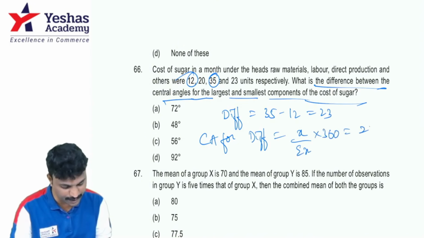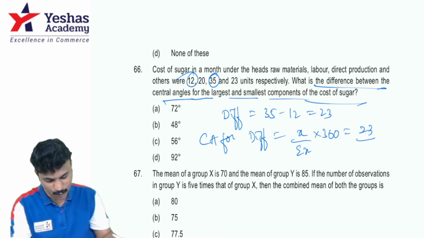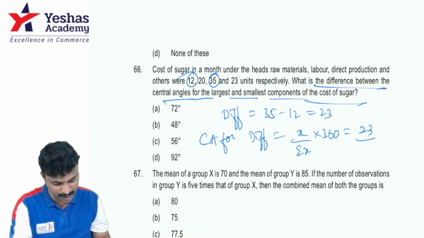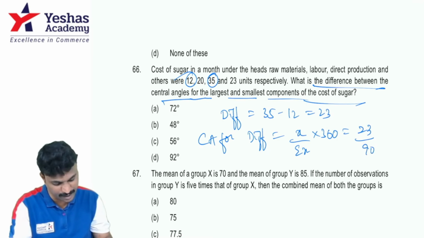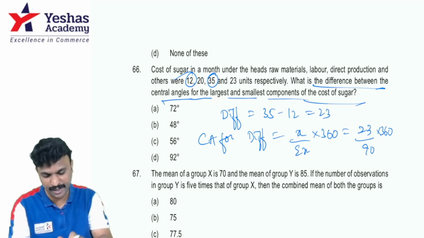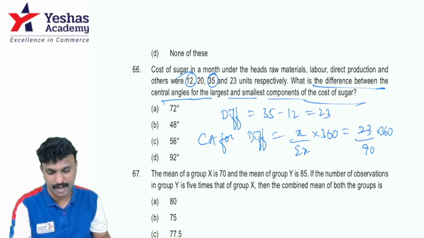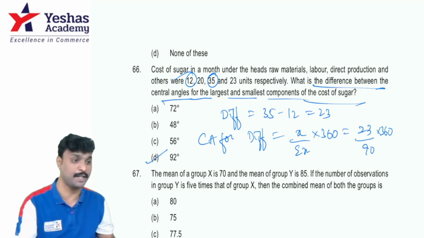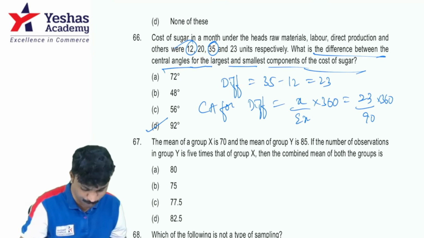The x value is 23. Summation x is 12 plus 20 plus 35 plus 23, which is 90. Correct? Into 360. How much is it? 23 divided by 90 into 360. That fetches you how much? 91.99. That means 92 degrees. Exact question. The same question it is.